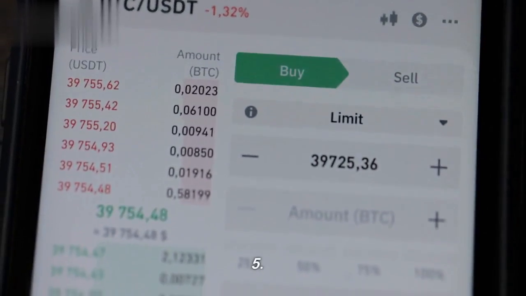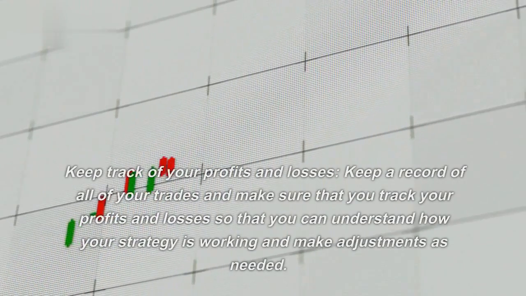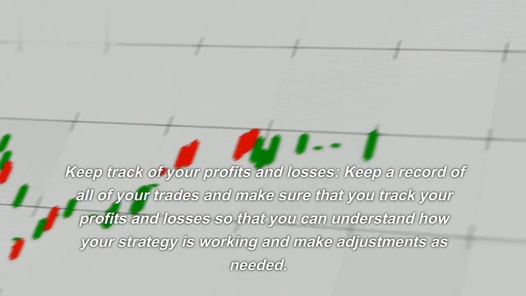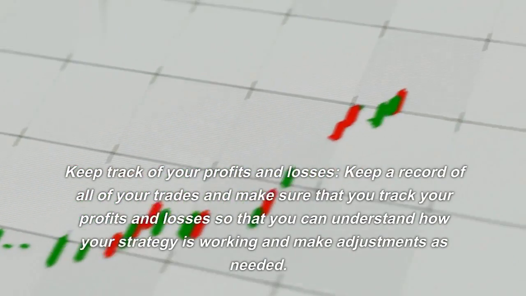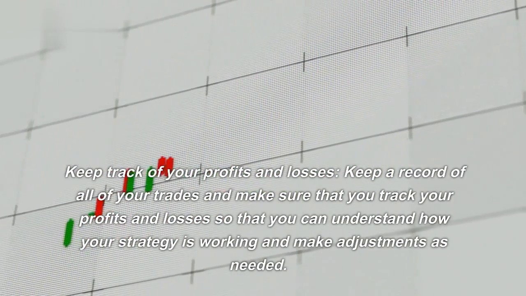5. Keep track of your profits and losses. Keep a record of all of your trades and make sure that you track your profits and losses so that you can understand how your strategy is working and make adjustments as needed.